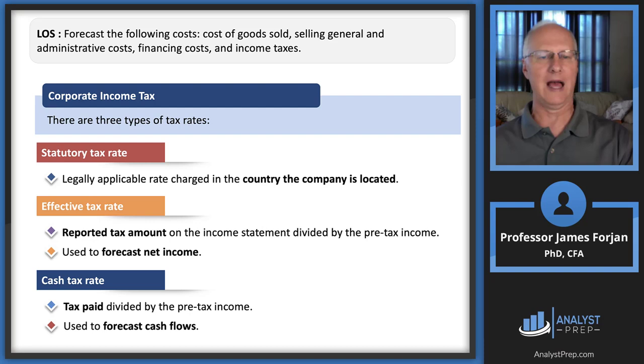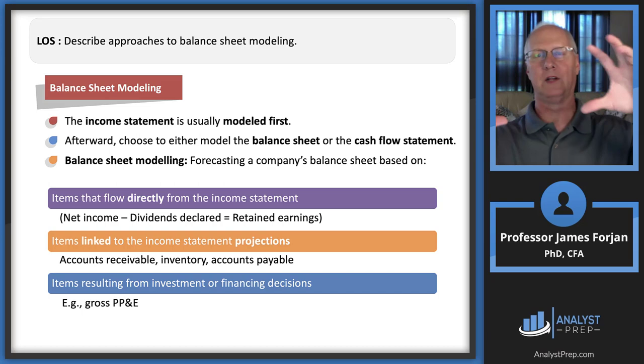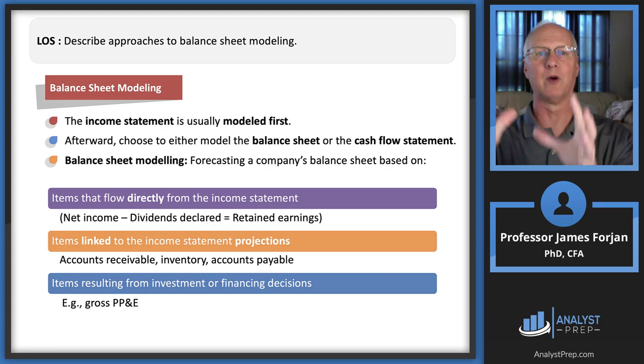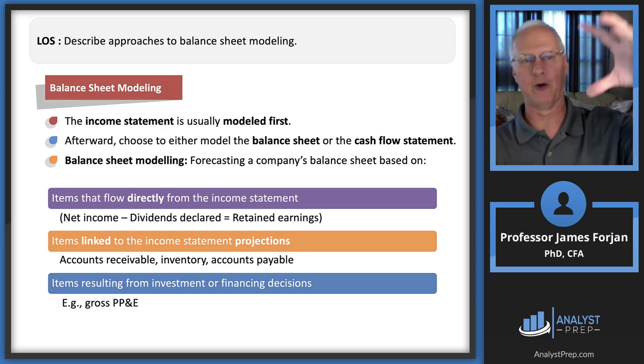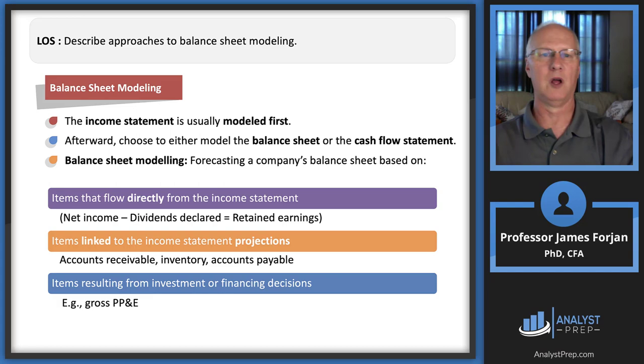All right, so what have we done so far? We've taken a look at the income statement for a company. We've forecasted an income statement. Whether we use top-down or bottom-up or some hybrid approach, what we're doing is taking macroeconomic variables and firm-specific variables to put together a forecasted income statement, right? So what's the goal of the business? Maximize shareholder wealth. The firm does this lots and lots of different ways.